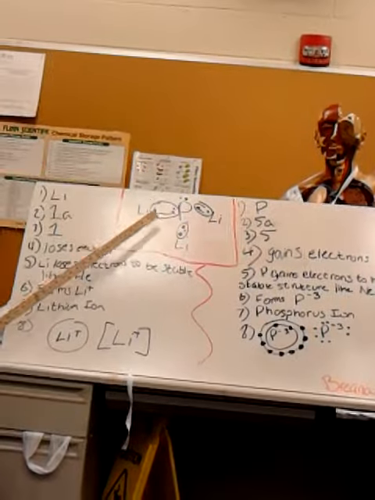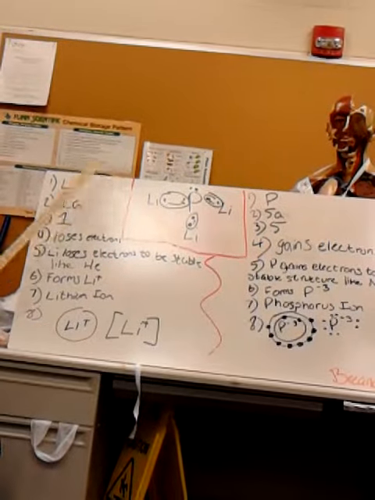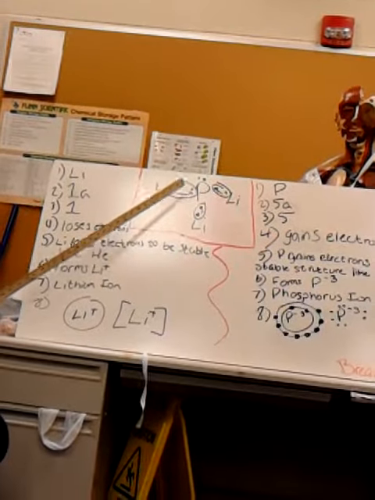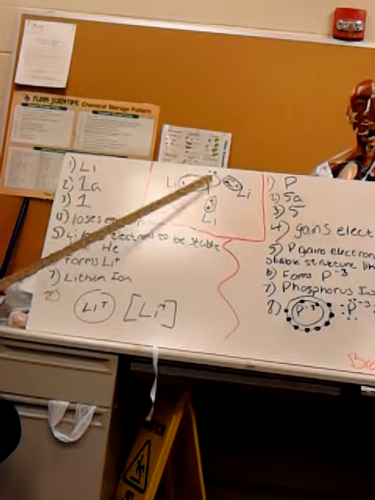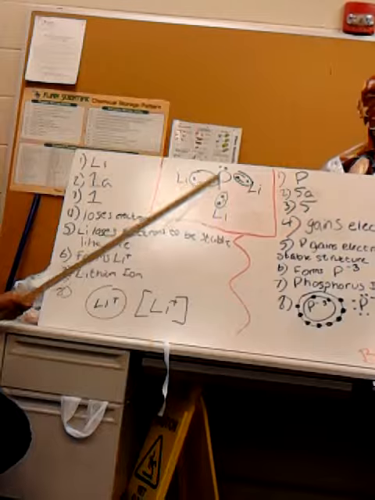So in order for phosphorus to become phosphorus ion, P negative 3, lithium would have to give away its electrons to phosphorus, and it needs 3 lithium elements in order to have its 8.